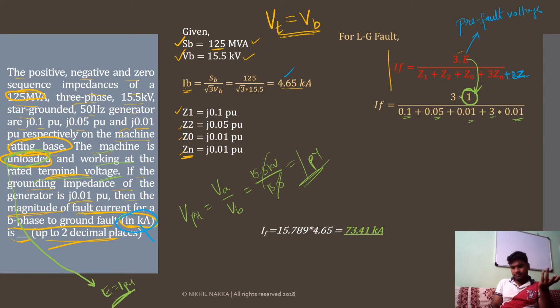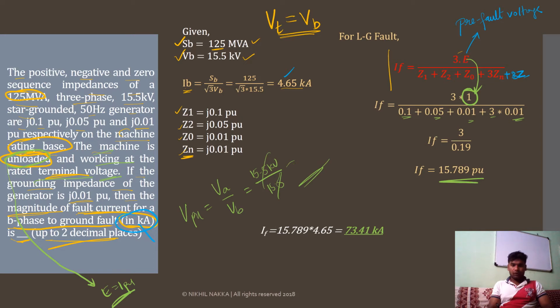So that is how you got it. When the system is previously loaded, then it will be different. I have already discussed how to proceed if the system is earlier loaded. You just go through my videos, that will be very helpful. Now it is unloaded. Most of the questions in the GATE exam especially will be an unloaded model only. Solving this, I get IF is equal to 3 by 0.19, and that gives me the per unit fault current as 15.789.